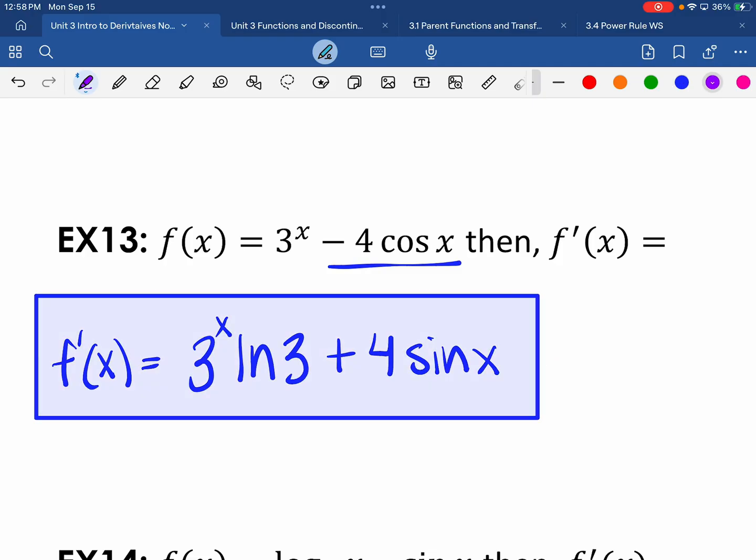Why is it plus now? Because they both made it positive. The derivative of cosine is negative sine, so double negative.